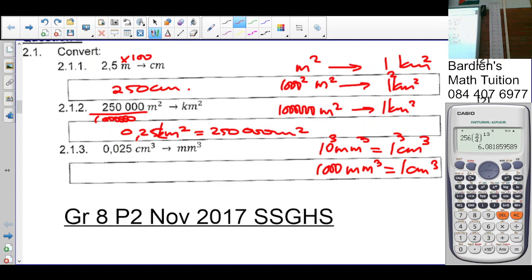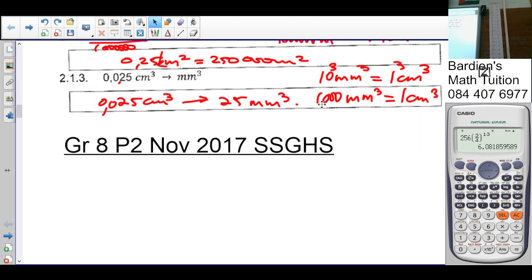Okay? So in other words, when you go into the smaller unit, I must multiply. If you go to the bigger unit, we divide. So if you multiply this by 1,000, and move it 1, 2, 3 units, 0.02 centimeters cubed becomes 25 millimeters cubed. Okay? So that's that.